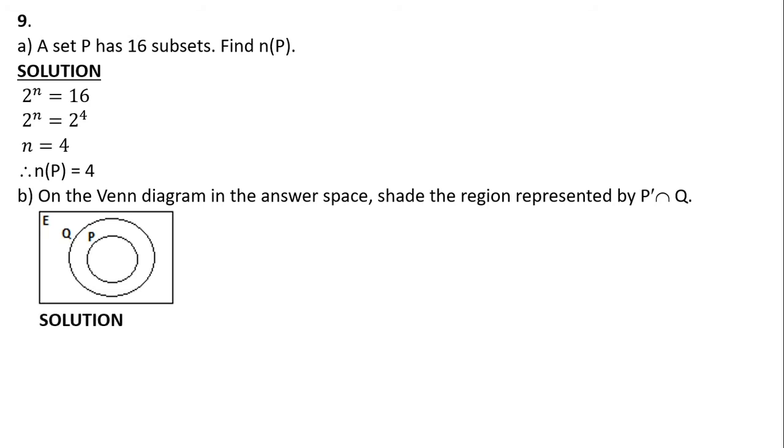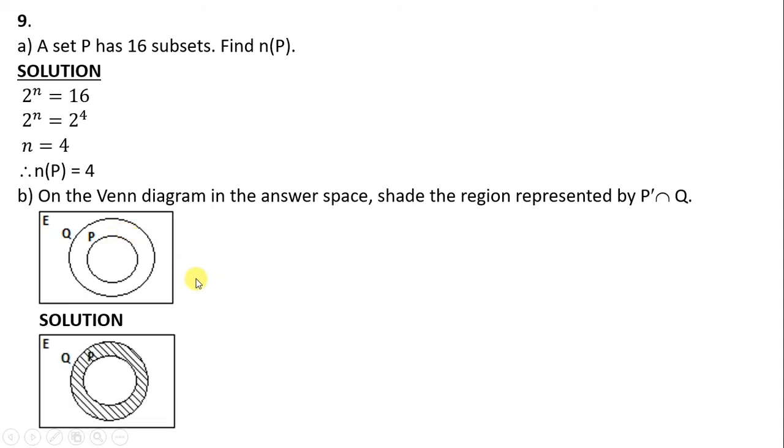On the Venn diagram in the answer space, shade the region represented by P complement intersection Q. We have that Venn diagram. They want us to shade the region P complement. Complement means outside P, intersection Q, inside Q. So outside P is all this region from here. All this region is outside P, but they are saying inside Q. Outside P, but inside Q. So it will look like that. That is the region P complement intersection Q. Complement means outside, intersection means within. So we are looking at the region outside P, but inside Q.